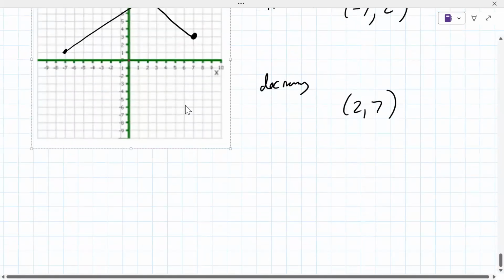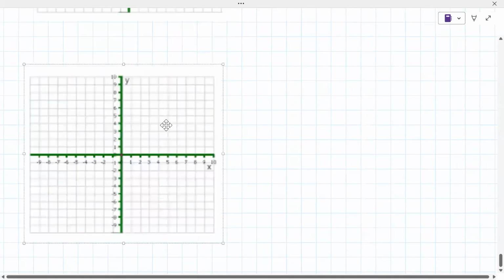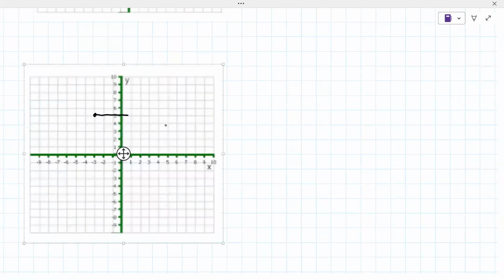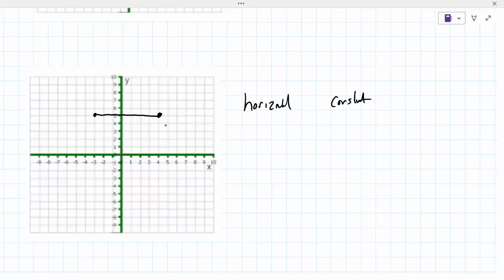All right. Do you remember what we call this on the graph when it's just going horizontally? Isn't it constant? Yes. So where is this graph constant? Like, where is it in the middle? It's the same as the increasing or decreasing. It's the x values. -3 and 4.